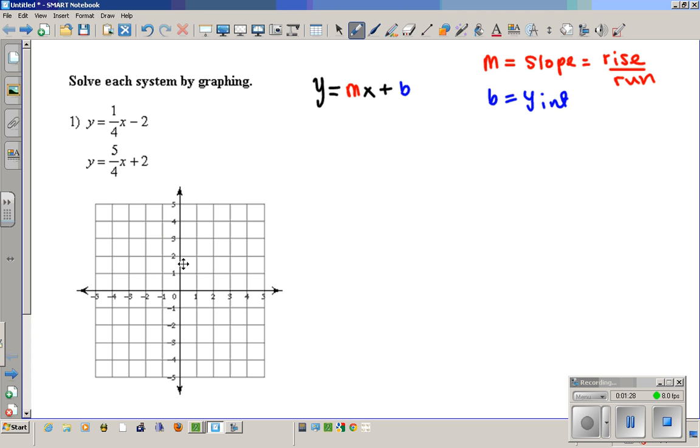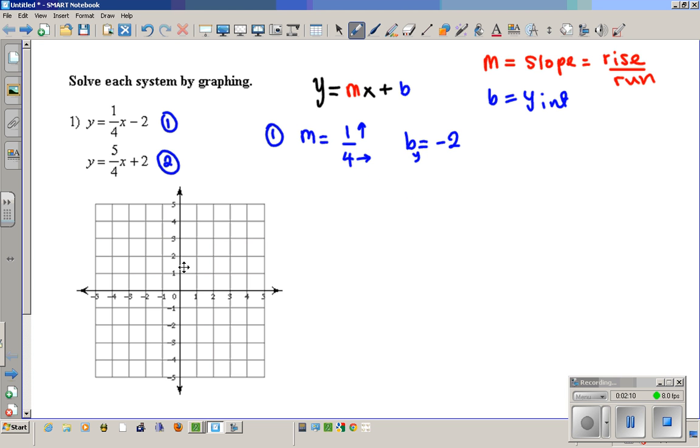Alright, so let's go ahead and graph these two lines. Let me label them line 1 and 2. Okay, so let's start with line 1. With line 1, the slope is the coefficient of x, 1 over 4. What does that mean? It means you're going to rise 1, and then you're going to run 4. Where do you start from? You're going to start from b, the y-intercept. b is -2. So starting from -2 on the y, we're going to go up 1 and over 4 to get the second point.